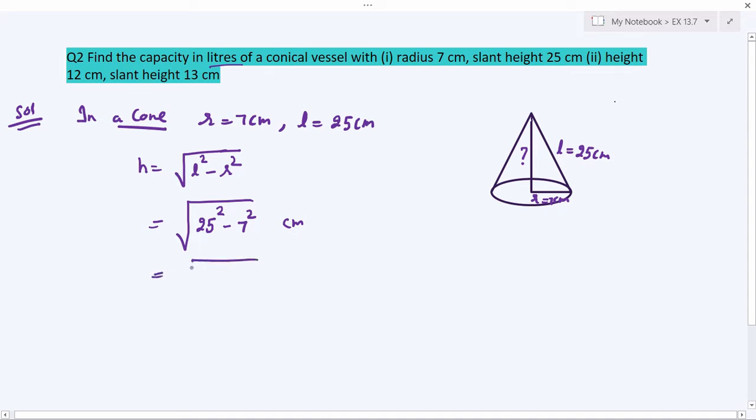Right? Now 25 square is 625, 7 square is 7 sevens are 49 centimeter. Now you can subtract them. 15 minus 9 is 6, 11 minus 4, and 6 and 1 is 7, and this is 5. 576, everybody knows this is the square of 24, so square root of 24 square. Now this would be equal to 24 centimeter. Now here you get the value of h.